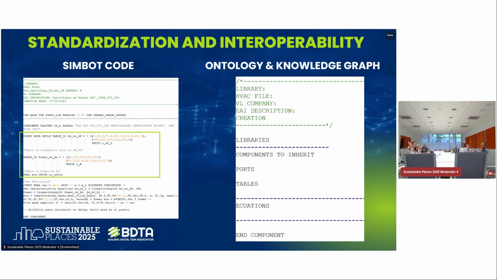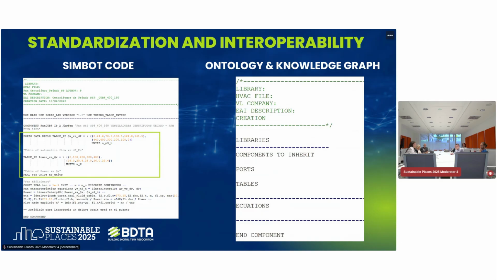You have the Symbot code, for example. This is one symbol that we created in EcoSimPro. Here at the top you have the library that is used in EcoSimPro. Here you have the ports and the table, and here you have the equations. You can view the schematic, libraries, components to insert, ports, tables, and equations. So you can create any symbol you want, because the idea is to find people who collaborate with the creation of all the symbols and the digital product passport.